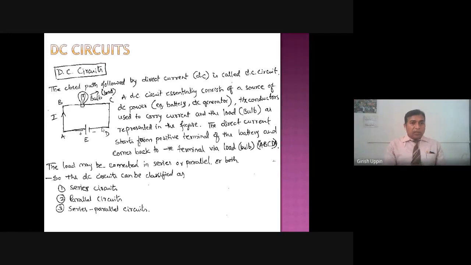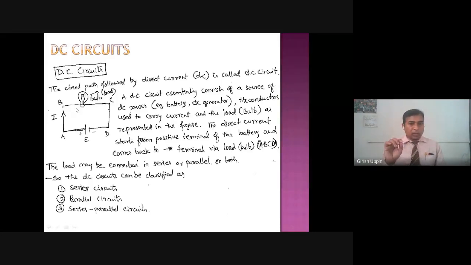Next, we'll see what is a DC circuit. You have already understood what a DC circuit is. It is a closed path having a direct current, that is called a DC circuit. This is an example where a bulb is connected to a DC voltage source, and that will result in the flow of current, and there will be voltage across that particular bulb. And this bulb is nothing but a load, and it is represented as a resistor.